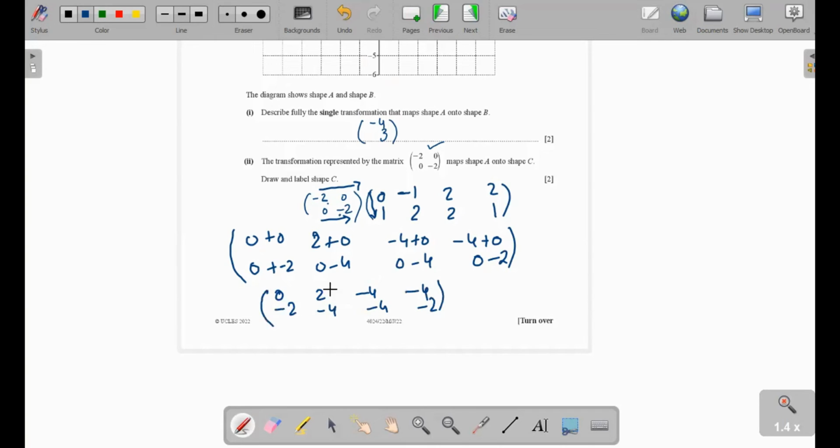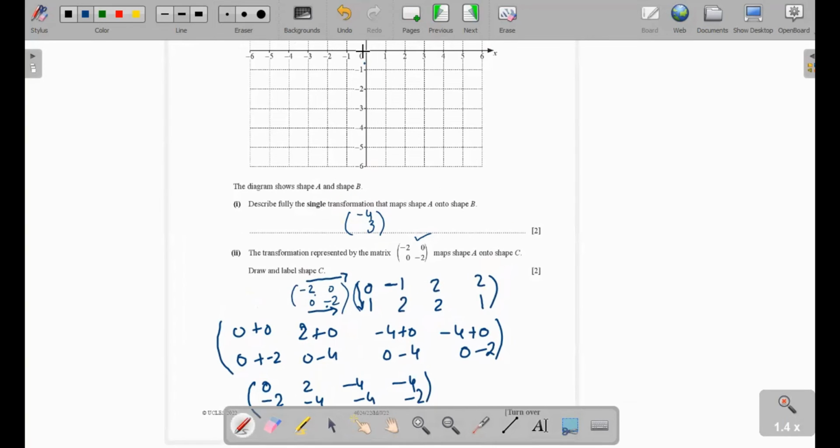These are the points of shape C. And we mark these points: 0, minus 2 is this point, and next is 2, minus 4, and then minus 4, minus 4. This is minus 4 and minus 4. That is this point 0, minus 2. Next is minus 4 and minus 4, minus 2.